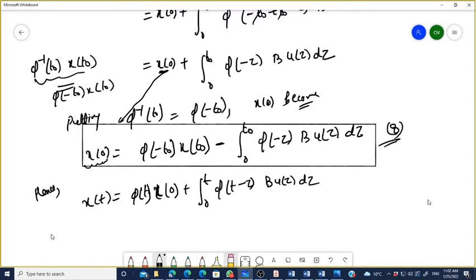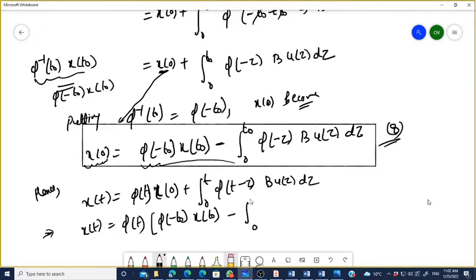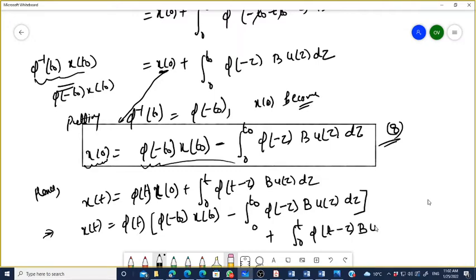तो xt becomes phi t, and what is the x naught? X naught is this value. So just put this value x naught, phi of minus t naught x of t naught minus integral 0 to t naught phi of minus tau B u tau d tau, plus integral 0 to t phi t minus tau B u tau d tau. So this is equation number 9.